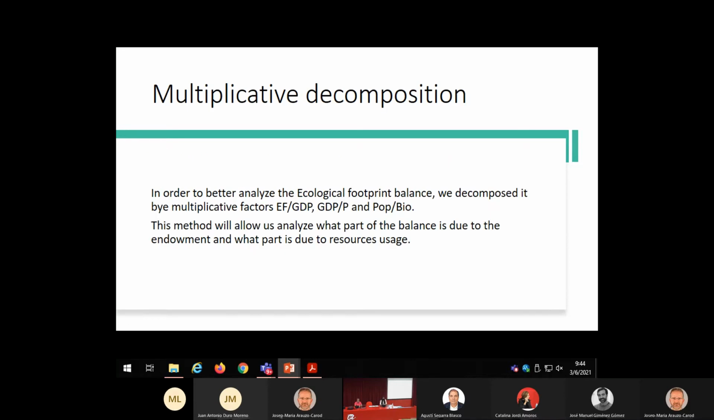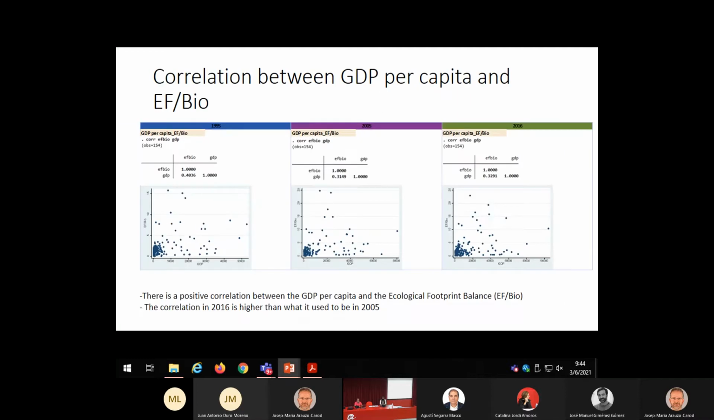It's another method to do this analysis: a multiplicative decomposition, where the factors are ecological footprint divided by the GDP per capita, and population divided by the biocapacity. This method will allow us to analyze what part of the balance is due to the endowment and what part is due to the resource usage. And that's what we want to analyze. We'll see what we get.